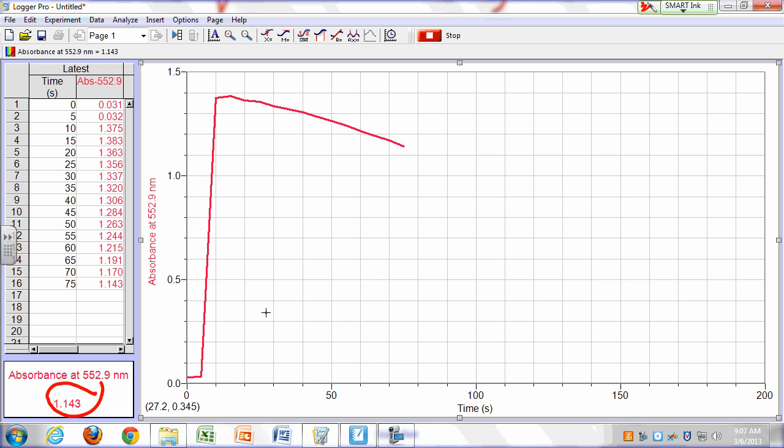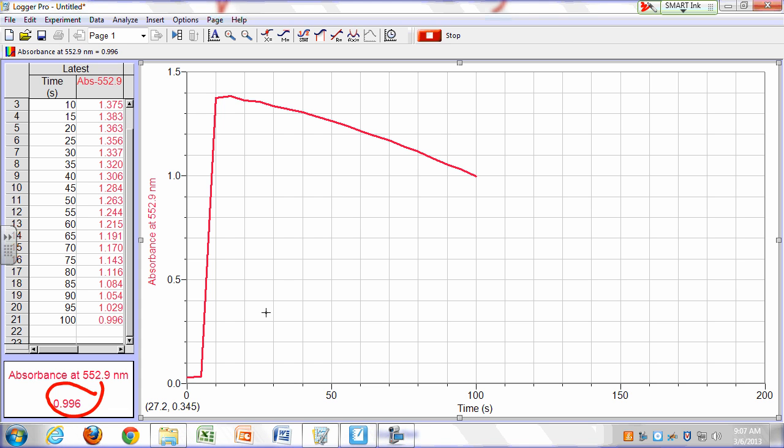All right, let's estimate the half-life of this. I want you to set your timer. Turn it on when the absorbance hits 1, and we're going to time how long it takes to go from 1 to 0.5. That will be 1 half-life. Go.